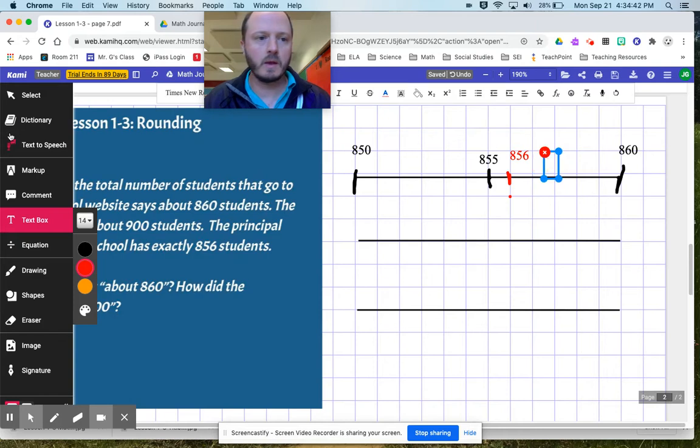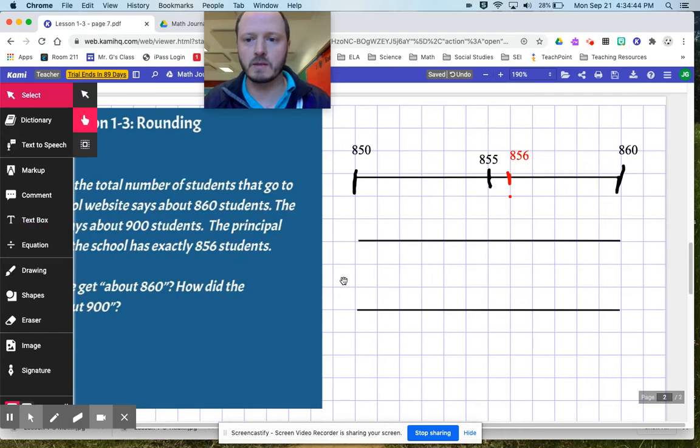So 856 goes right there. And do we see how in this space, 850, 860, 856 is closer to 860 than it is to 850? Do we see how that falls? And the reason why we added in this number is we want to see that it is more than halfway to the next 10, or multiple of 10 if we're counting by tens.